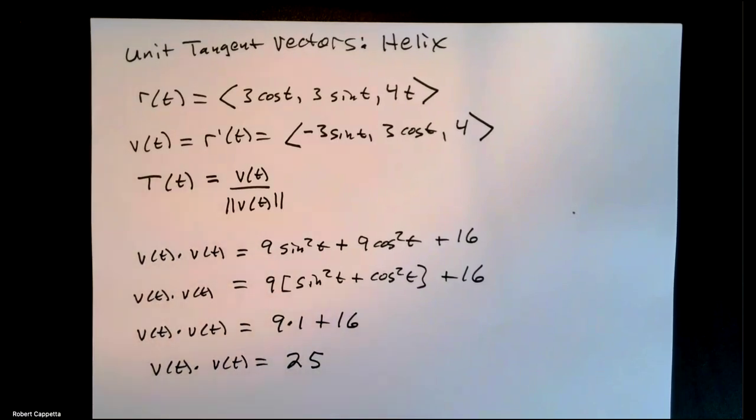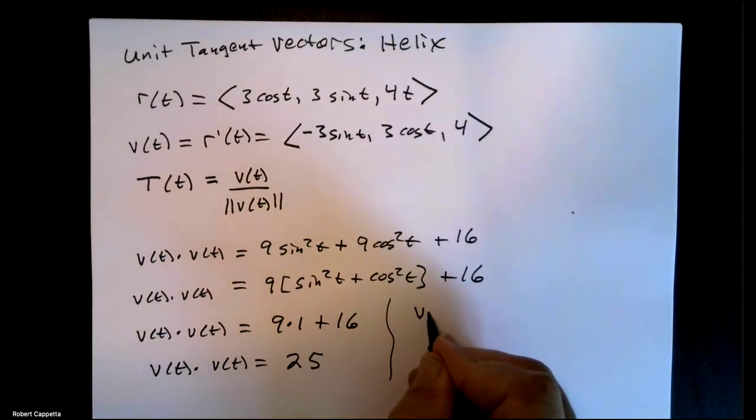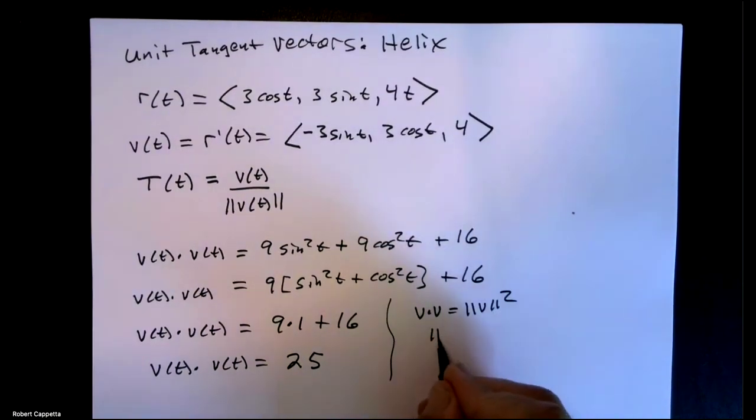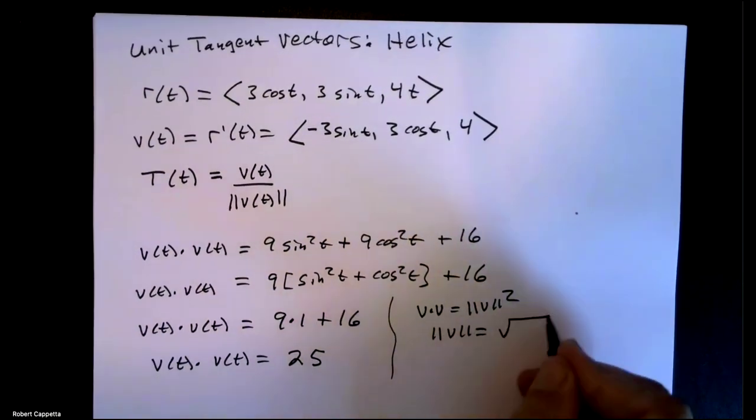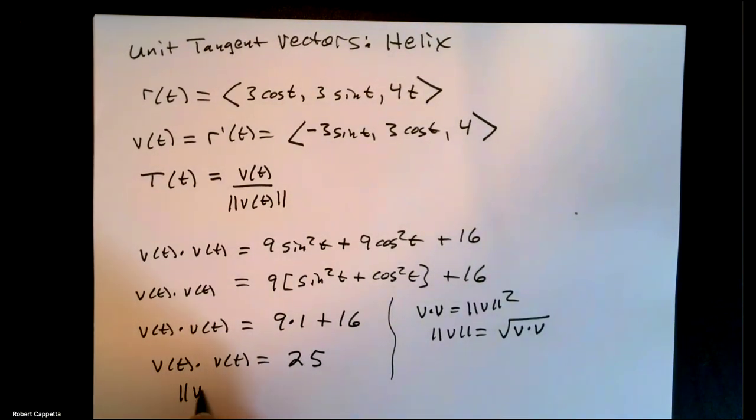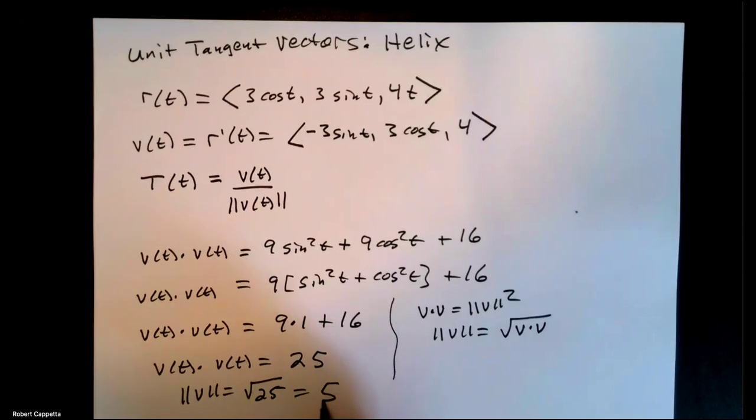So then what is the length of v? Remember that v dot v is the length of v squared. So the length of v would be the square root of v dot v. If that's the case, then the length of v is the square root of 25, which is just 5. So that enables us to then figure out what T of t is. T of t is velocity divided by speed.